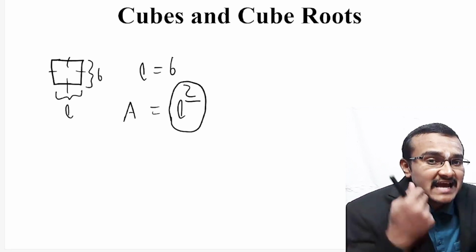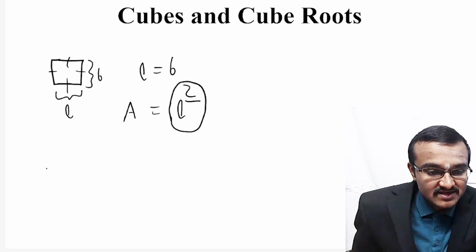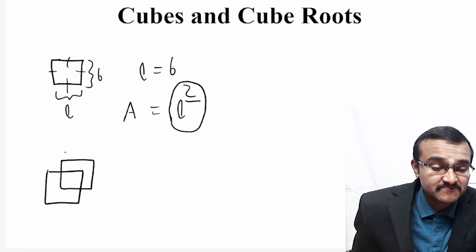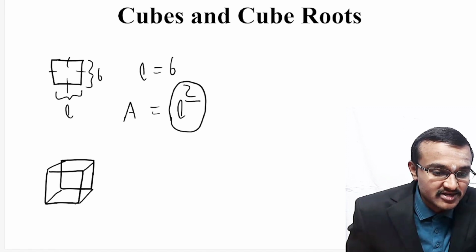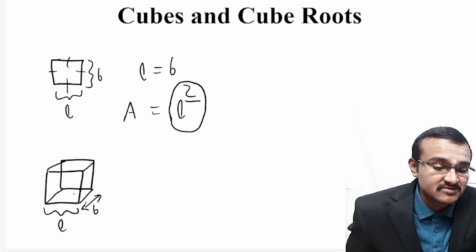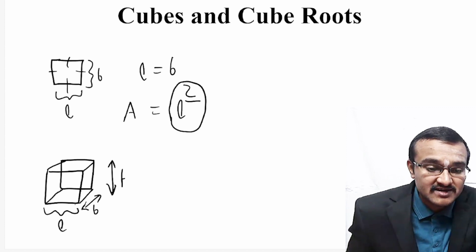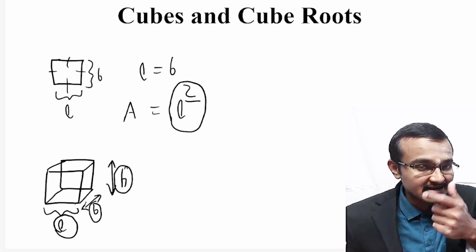Similarly, the three-dimensional version of a square is a cube. That means if I want to draw a cube on a two-dimensional plane, it has height as its third component. In a square you had length and breadth. Similarly, in a cube also you have length and breadth, but here there is one more dimension, that is height. So a cube is a three-dimensional figure which has length, breadth and height.